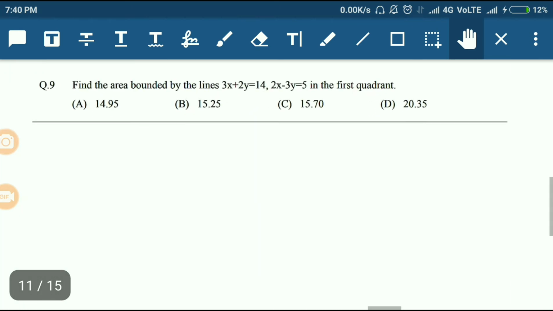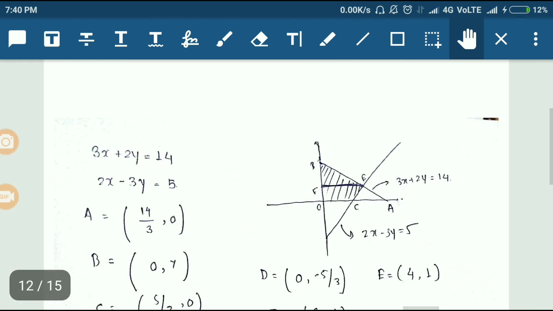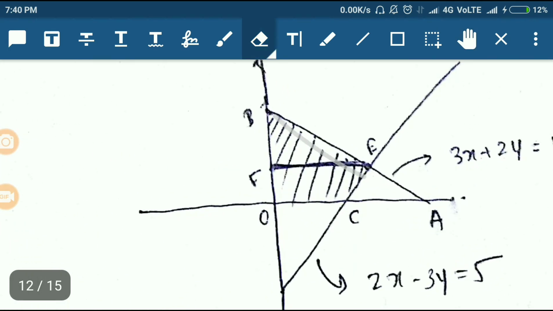So the next question is, find the area bounded by lines 3x plus 2y equals 14 and 2x minus 3y equals 5 in the first quadrant. In the first quadrant, that is this quadrant, we have to find the area covered by these two lines, that is this area. We can logically think that if we know the coordinates of this point, this point, this point, this point and these points, then we would be able to find the area of the complete triangle as well as the area of this triangle. Subtracting this area from the complete triangle, we would be able to find this area.